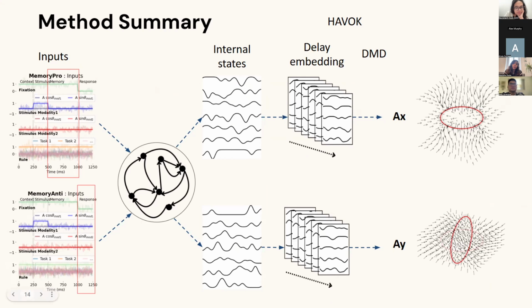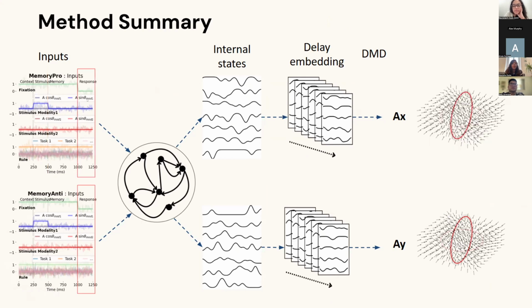And then we could take another phase. Here's memory anti-response, go through the same pipeline, and we get A_Y. And this should show something like the dynamics of a ring rotation. So again, if we take the response periods of both tasks, in this case, we may also find a kind of ring rotation here and also a ring rotation here since we are in the response period.